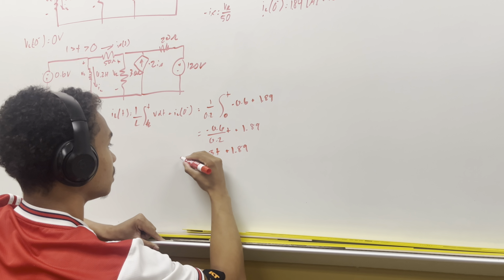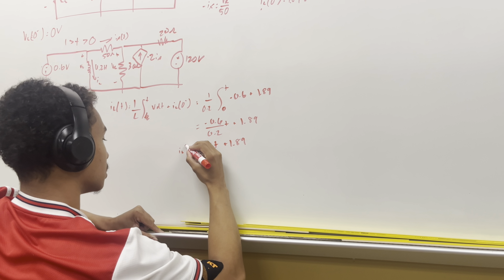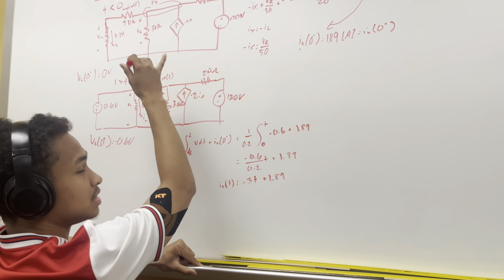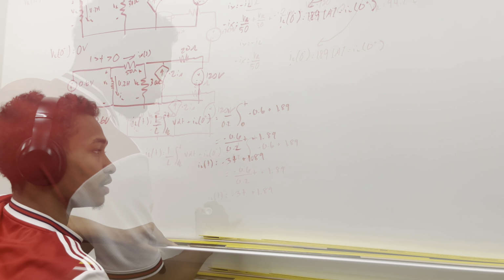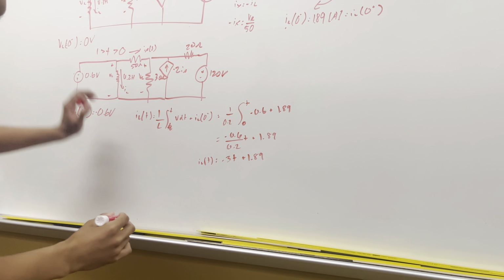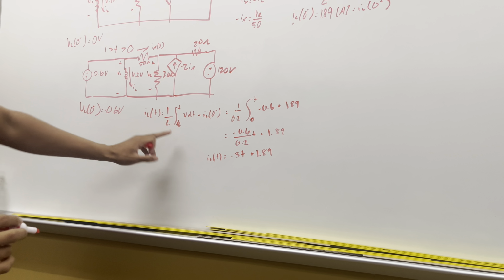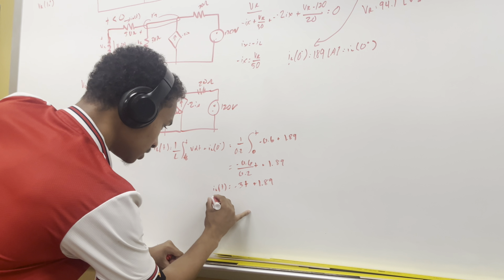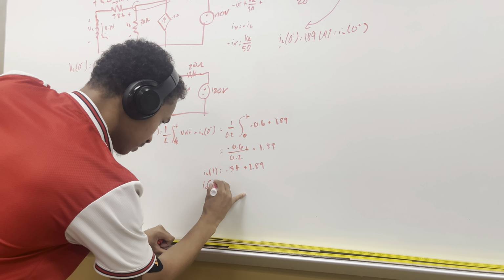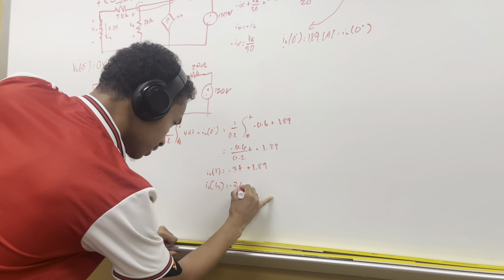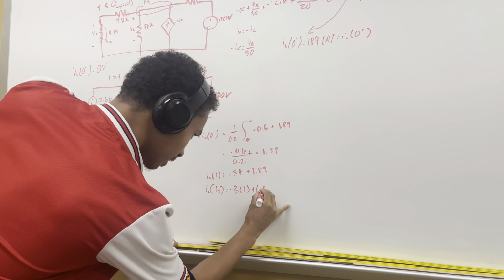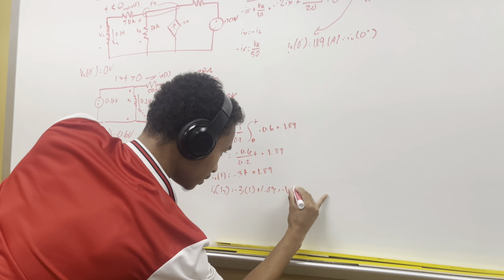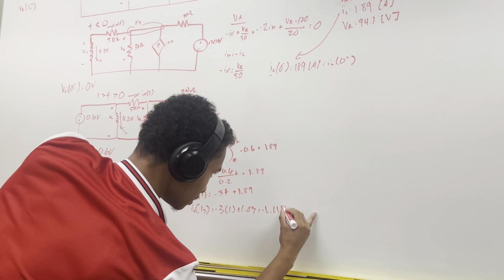And this is our inductor current equation for time t greater than 0 but less than 1. Now, since we are looking for the current across our inductor at 1 second, we'll just plug 1 second in. And this will be negative 3 times 1 plus 1.89. And this is negative 1.11 amps.